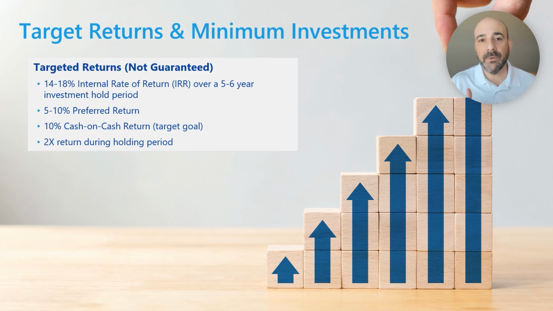So for internal rate of return, I typically see 14 to 18% over a 5 to 6 year investment hold period. For preferred return, I typically see 5 to 10%. For cash on cash return, a target goal is often 10%, but that can vary too. And the return during the hold period also varies, but 2x is something that is a great goal to have. But again, these numbers I'm sharing with you, I'm just trying to give you a little bit of a sense of what some of the ballparks are.